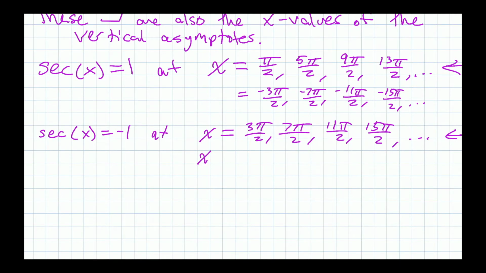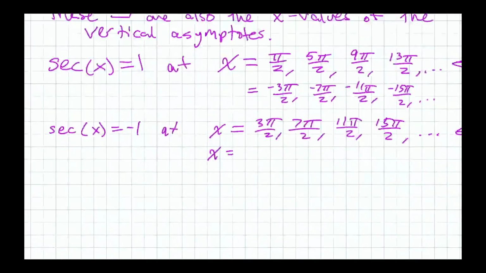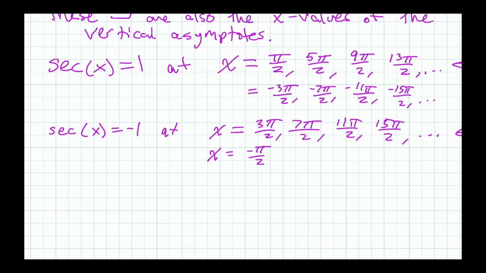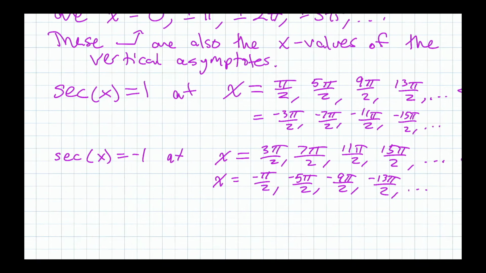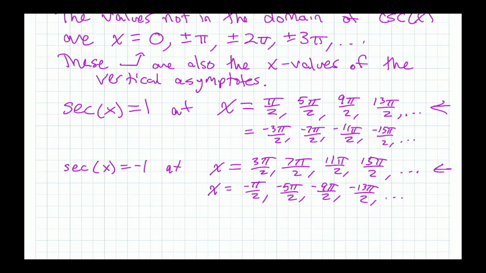Now it's also -1 at some negative values of x. This is the first one, and that looks like negative pi over 2. And then it'll be negative 5 pi over 2, negative 9 pi over 2, negative 13 pi over 2, etc. Now I think you're only going to have to look up a couple of these a couple of times on the homework, but it's just nice to have them listed here. So you can just get them from the graph.